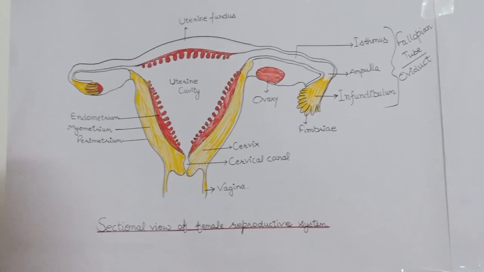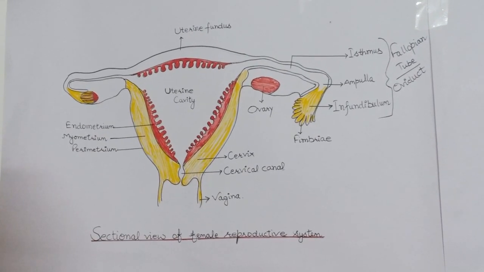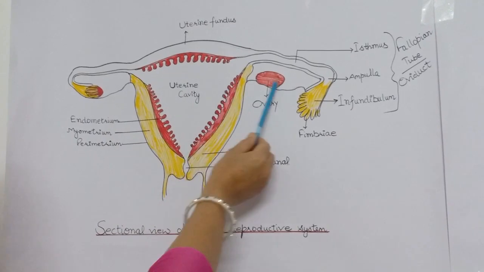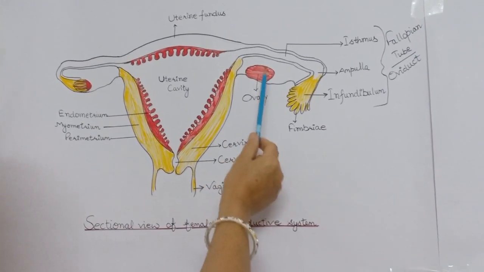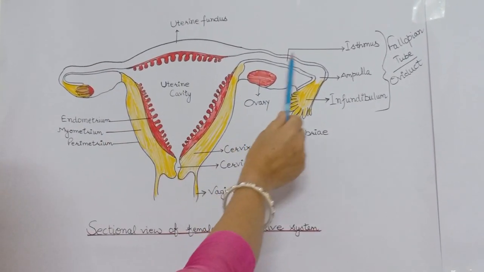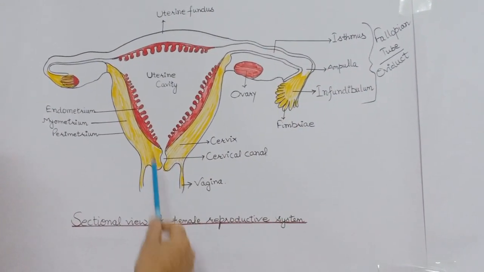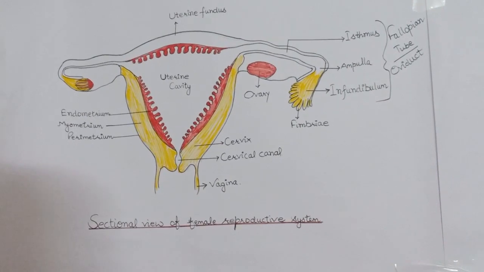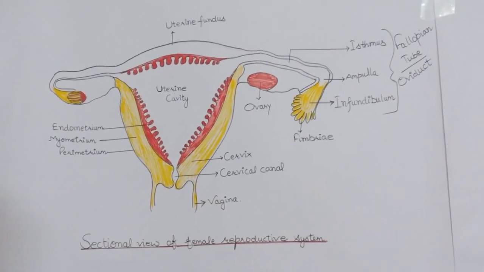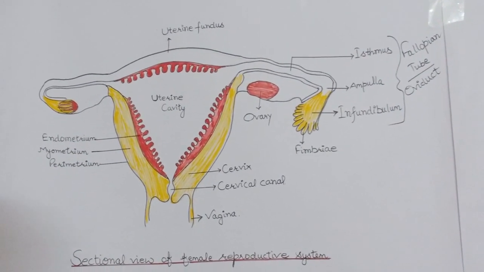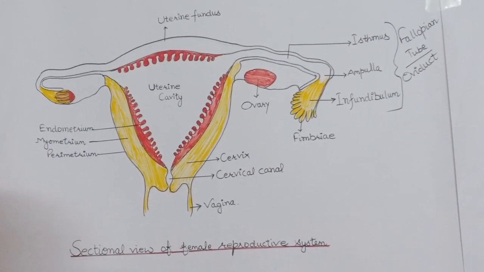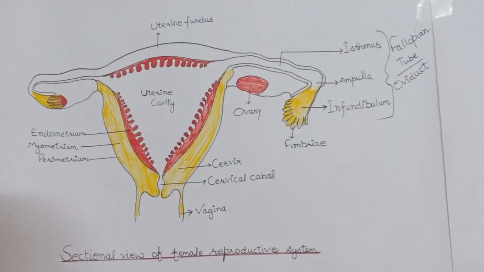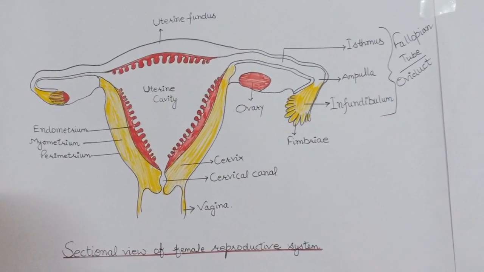Now we start with the female reproductive system. The female reproductive system consists of a pair of ovaries, a pair of fallopian tubes, also known as oviducts, uterus, cervix, and vagina. These parts, along with the mammary glands, form the structural and functional unit to support the process of ovulation, fertilization, pregnancy, birth, and childcare.